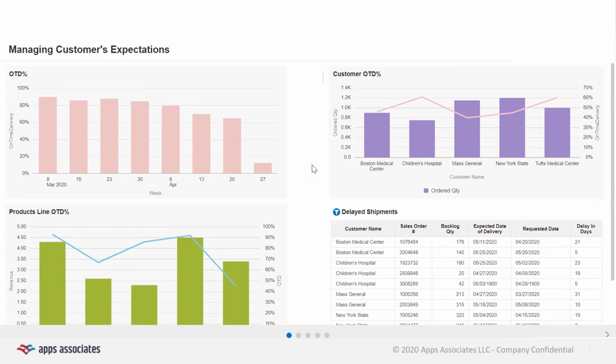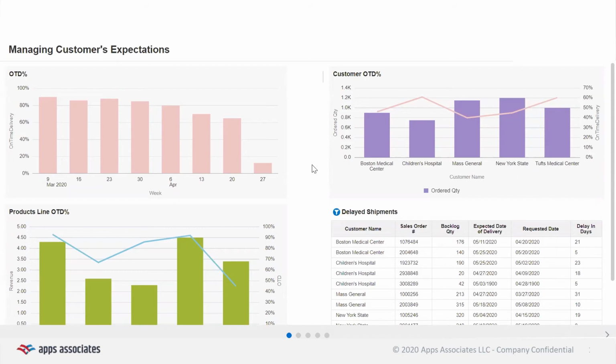I'll start with managing customers' expectations. What we are trying to do here is measure the performance of the customer service department. One of the key metrics that we've used is on-time delivery. On-time delivery is a key metric to measure customer service performance. Getting the trend of on-time delivery across weeks and also across product lines and customers has been a good way of understanding how the organization is doing in meeting customers' expectations.